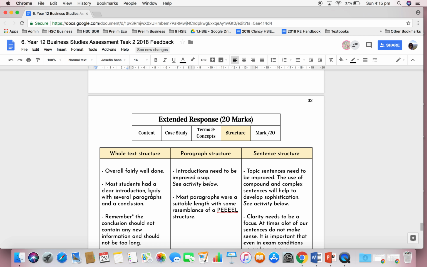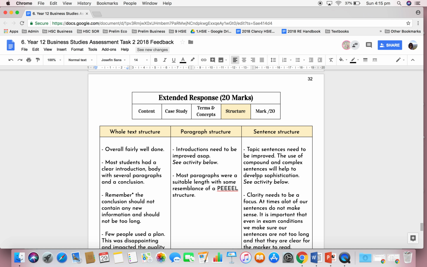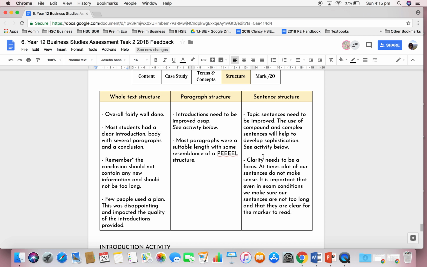Okay, structure. My feedback on structure, I'm going to look in 3 areas here: whole text, paragraph, and sentence. And then I'm going to get you to do some work on paragraph and sentence structure. So, let's start with whole text.